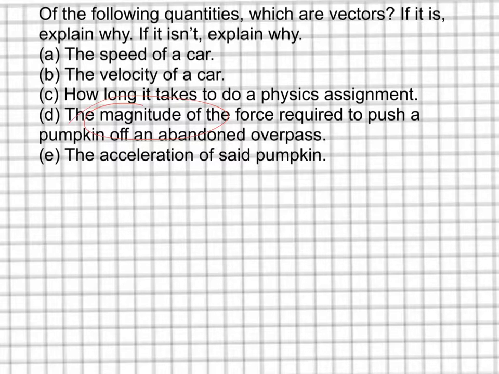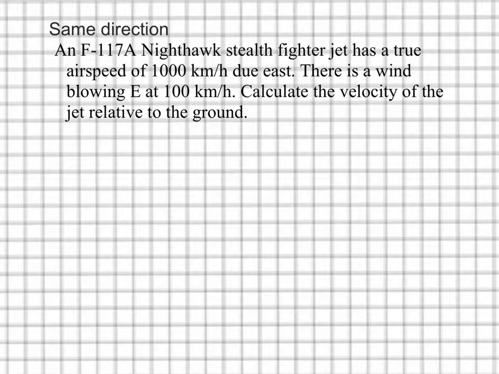All right, so let's look at a few ways that you'll be expected to be able to add vectors. First is really simple. If you have vectors in the same direction. Okay, so here's an example word problem. There's a Nighthawk stealth fighter jet, and it has an airspeed of 1,000 kilometers per hour due east. Now notice this is a velocity. Even though it says airspeed, we have a direction on that speed, making it a vector. So 1,000 kilometers per hour due east, and there's a wind blowing east at 100 kilometers per hour. Calculate the velocity of the jet relative to the ground.